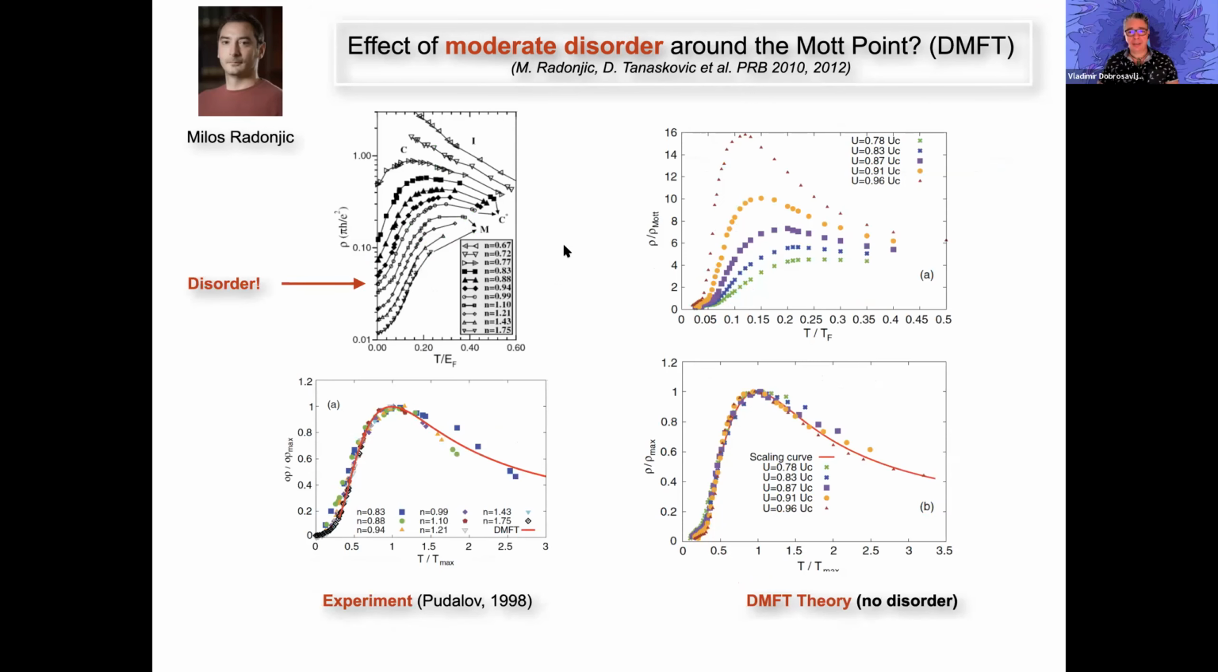These resistivity maxima, in fact, show another curious feature, which is the fact that the temperature of the maximum, which corresponds to, as I'm trying to convince you, quasi-particle destruction, shrinks as we approach the transition, as it should, but the height goes up. What we noticed with Miloš in a paper published around 2010, 2012, is that you can rescale these curves by the temperature of the maximum and by the height of the maximum, and they all follow the same scaling function.